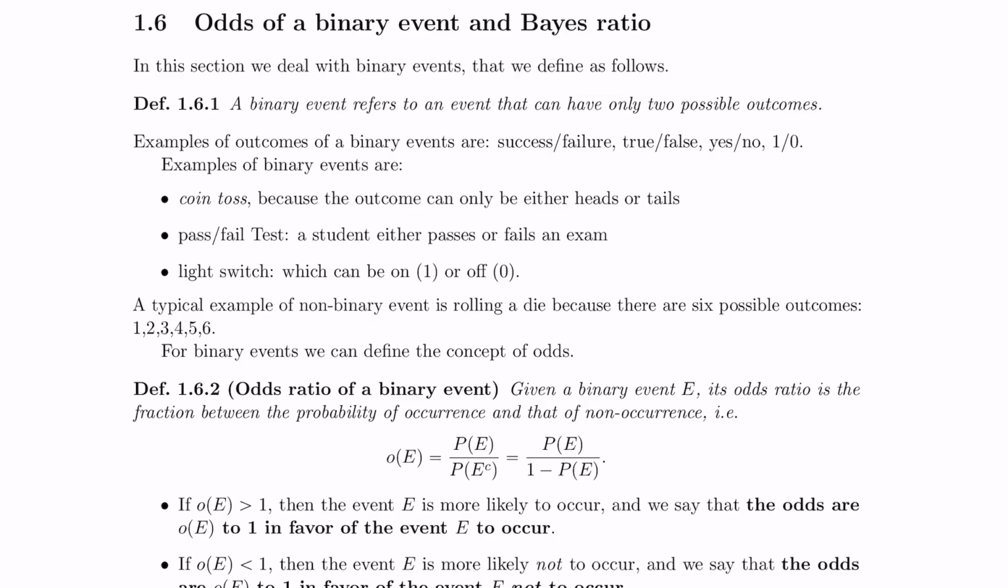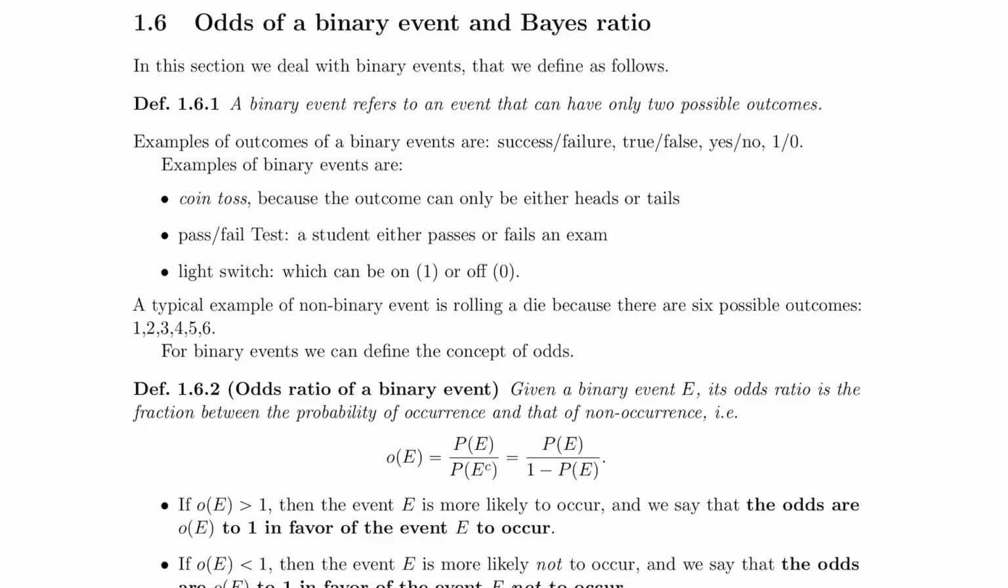With this lesson, we finish the first part of the course of probability. The first topic that we discuss in this lesson is related to the odds of a binary event, and after that we will deal with many interesting examples.